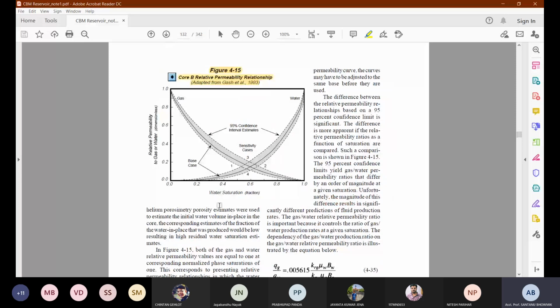You can see that on the x-axis they have given water saturation, and on the y-axis they have given the relative permeability to gas and to water. So the relative permeability is plotted on the y-axis for both gas and water, and you can see two lines are given. This line is for the water, and this line is for the gas, giving you the value of the relative permeability. But the x-axis is fixed. The x-axis is only for the water saturation.